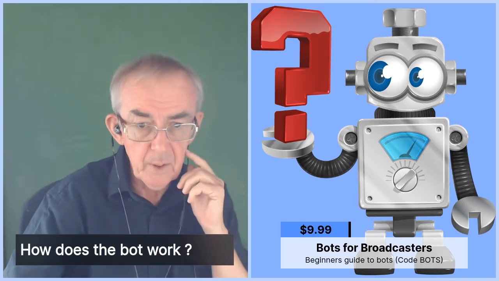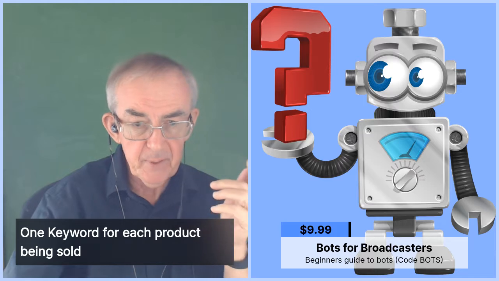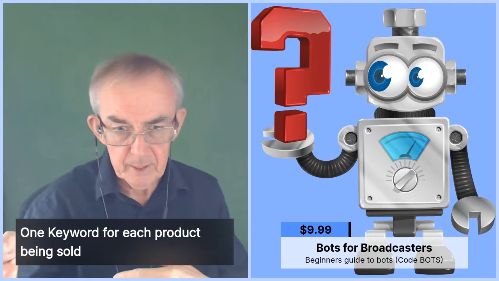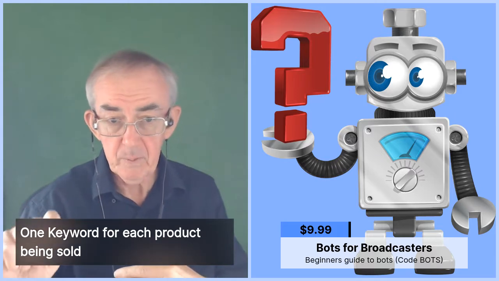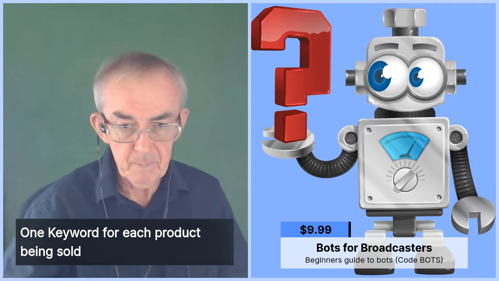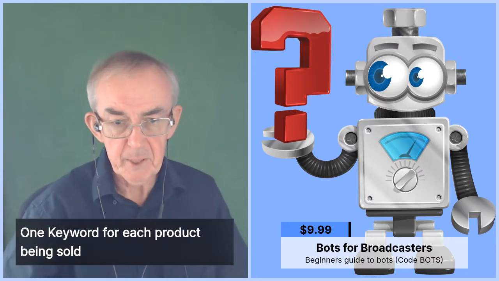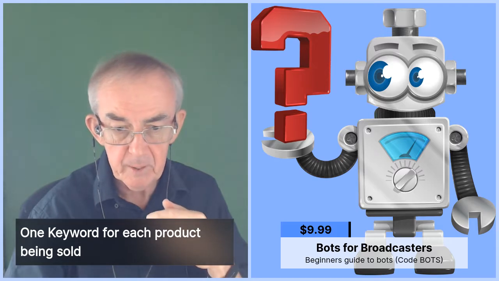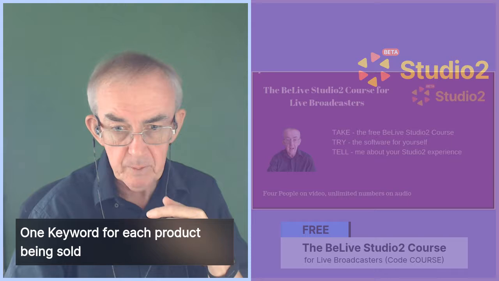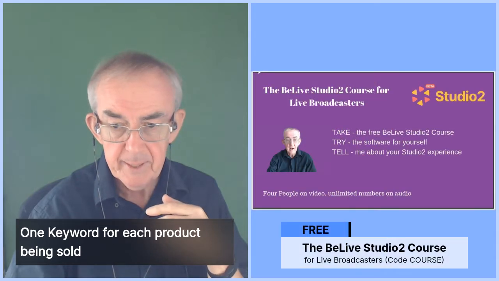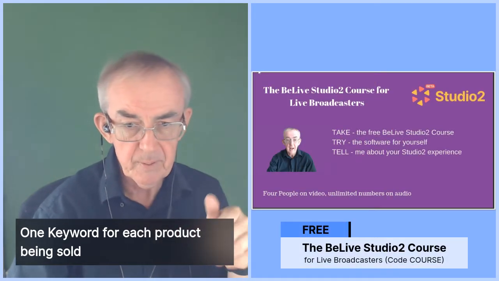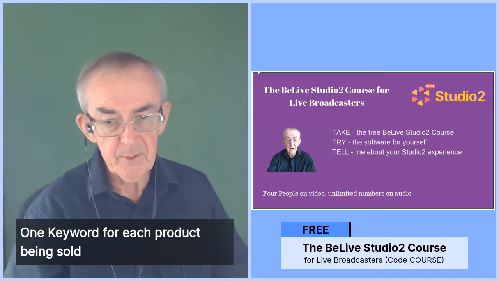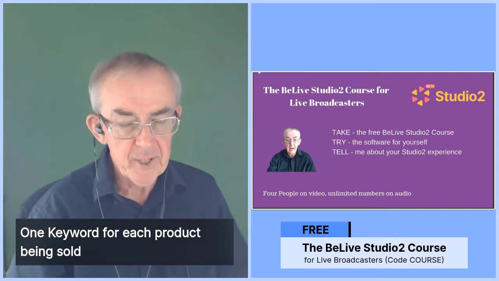Right. So you need one keyword for each product being sold. Now they've got to be unique. On today's card, I've got bots, and if you type bots, you'll get a message. If you type bot, you'll get a message. On the second one, which is the free course, if you type course, you get a link to the course. If you type course without the U, you get a link to the course. If you type curse, you see where I'm going with this.